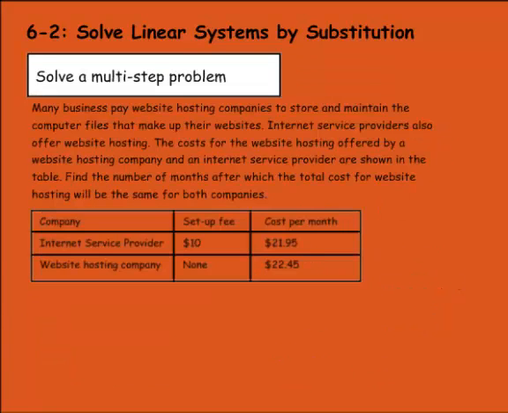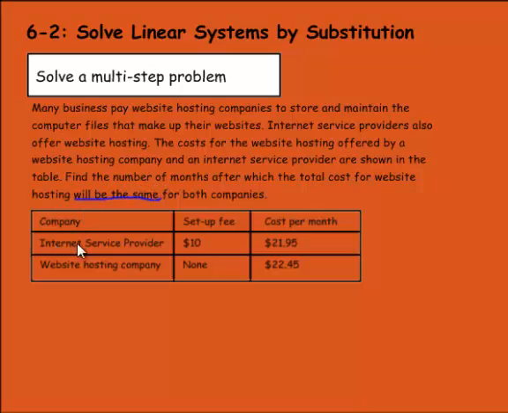Let's look at a multi-step problem. Many businesses pay website hosting companies to store and maintain the computer files that make up their websites. Internet service providers also offer website hosting. The costs for the website hosting offered by a website hosting company and an internet service provider are shown in the table. Find the number of months after which the total cost for website hosting will be the same for both companies. So when you're looking for something like this, that usually tells you that it's a system.